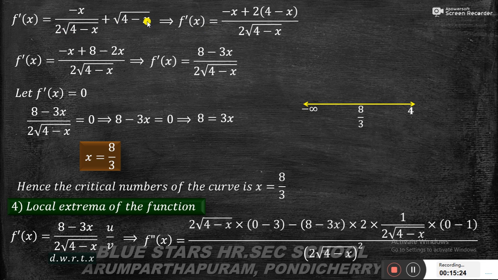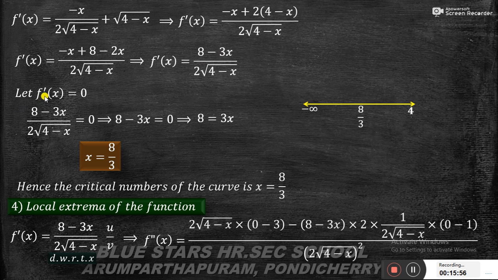So square root of 4 minus x into 2 into square root of 4 minus x, you cross multiply this. So 2 into square root, it is cancelled. So 4 minus x, 2 into 4 minus x by 2 into square root of 4 minus x. In the next step, now you multiply the 2 in the factor. So 8 minus 2x minus x by 2 into square root of 4 minus x, which implies f dash of x equal to, now minus x minus 2x is minus 3x. 8 minus 3x by 2 into square root of 4 minus x.